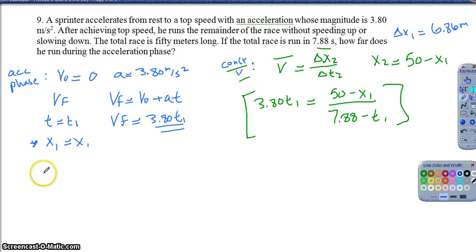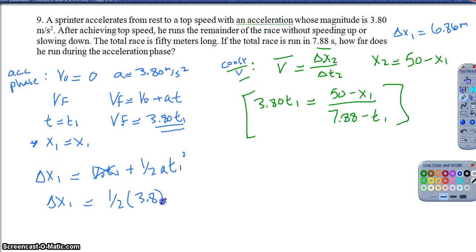I think probably the easiest one, the one that I'm going to go ahead and do, is x1 equals, so I'm going to use my displacement equation. So v0 t1 plus 1/2 a t1 squared, and then I'm going to plug in the measurements I know. The initial velocity is 0. I don't know what that first displacement is. I don't know what my x1 is, but I do know my acceleration is 3.8.